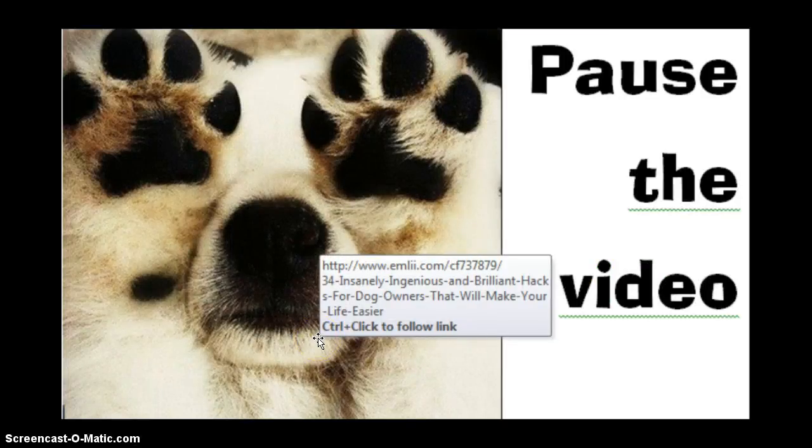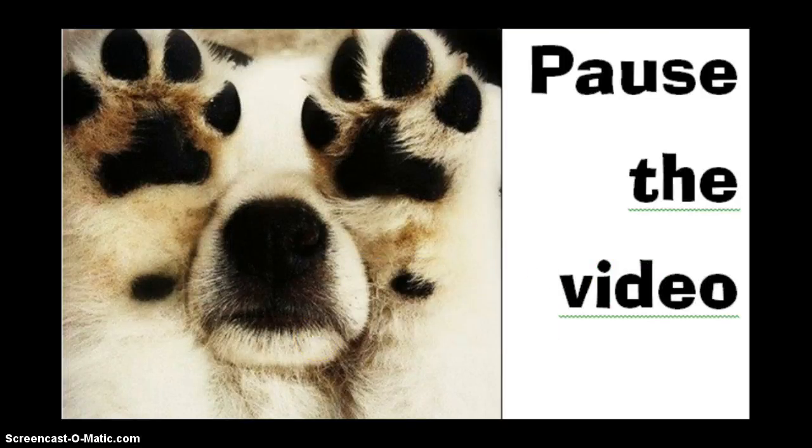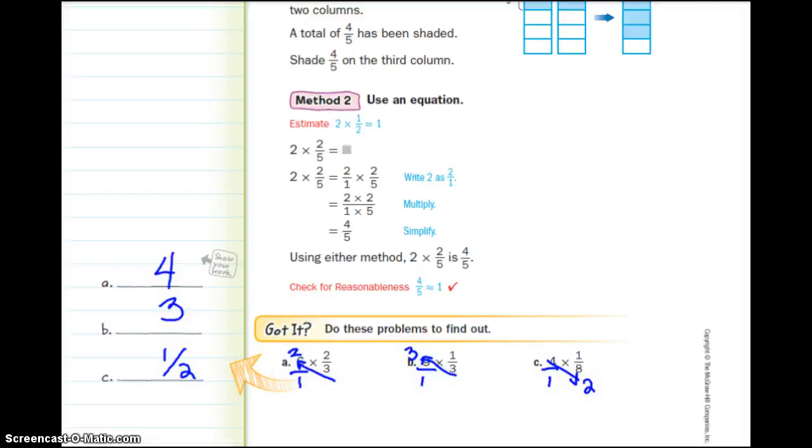Pause the video! Did you get 4, 3, and 1/2? Those are the answers to these problems. Now, let's look at C up close. 4 over 1 times 1/8.